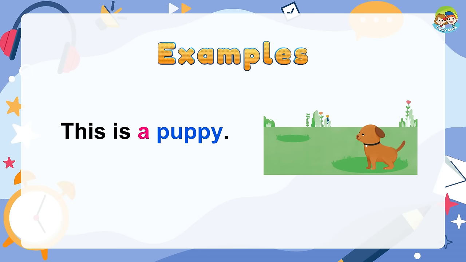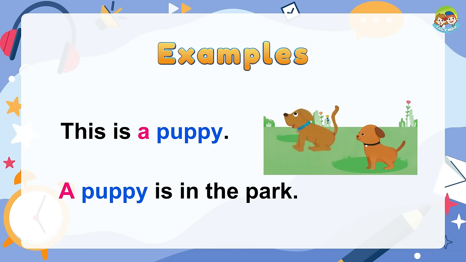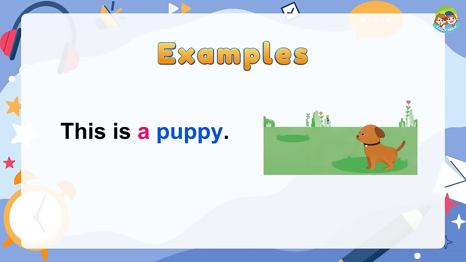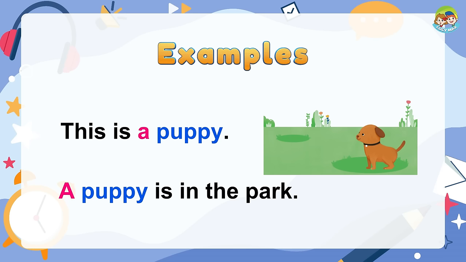This is a puppy. A puppy is in the park. Here we are talking about two different puppies. This is a puppy. A puppy is in the park. If this is the same puppy, then these sentences are wrong. We already know about the puppy. So we should say the puppy is in the park.